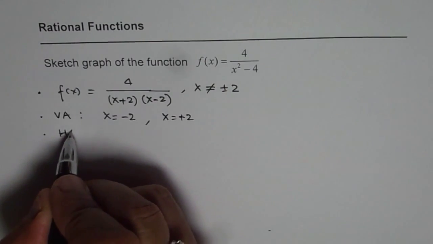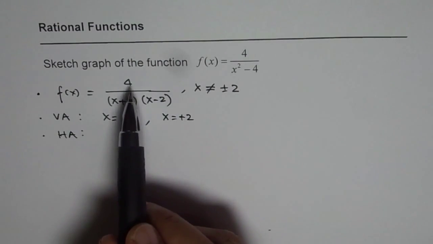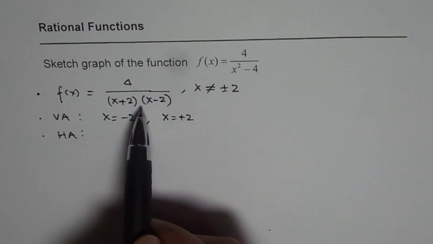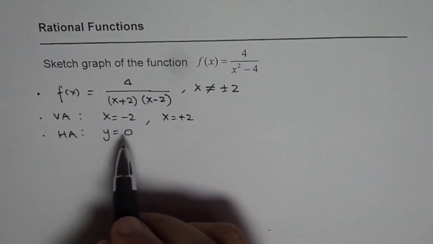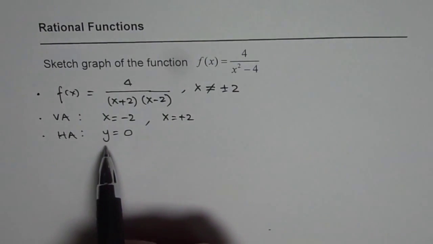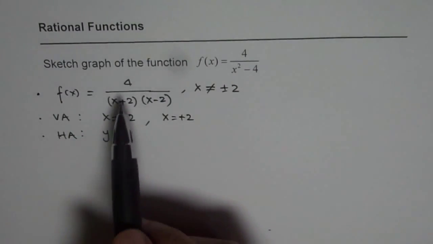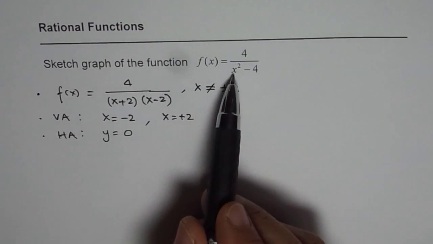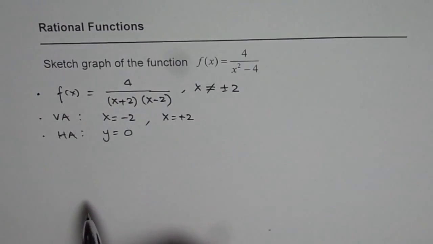Now let's consider the horizontal asymptote. Since the degree of the numerator is 0 and the degree of the denominator is 2, the horizontal asymptote should be y equals 0. Whenever the degree of the denominator is higher than the degree of the numerator, the x-axis is your horizontal asymptote. You can look at it the other way also. It is kind of 4 over x squared. If x is very large, then 4 divided by a very large quantity will approach 0. So it is approaching 0.